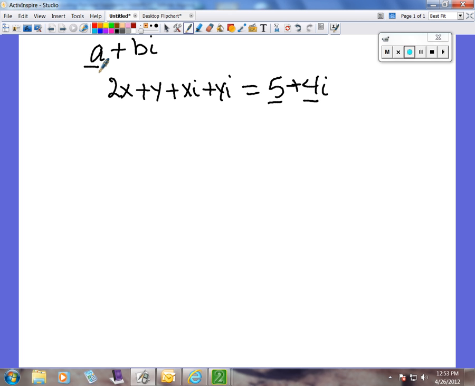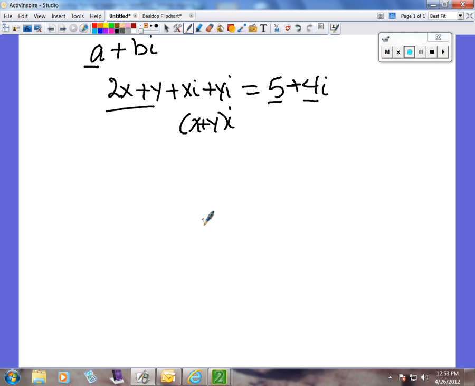Your a doesn't have an i on it, does it? There's no i on it. That's how you know what your a is. Yes, this is your a right there. There's no i's there, are there? But your b, you have to factor the i out. So what's your b going to be here? Your b is what's times the i. See, b is times the i. Whatever's not with the b is your a.